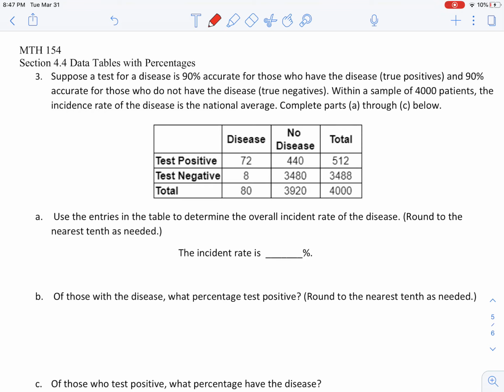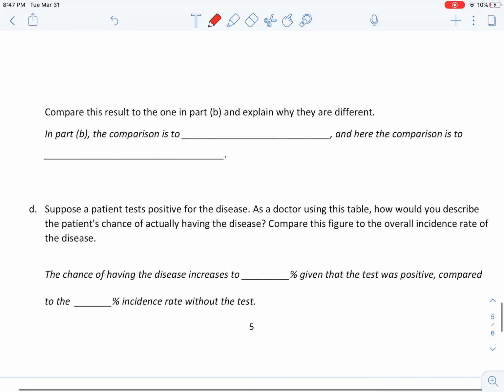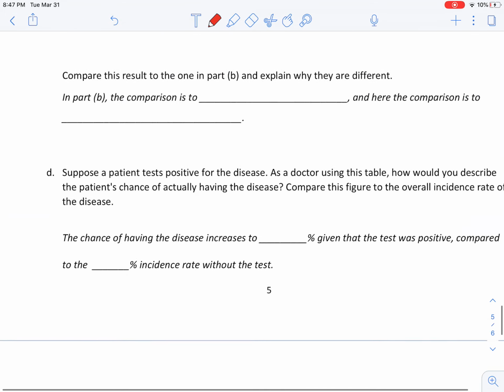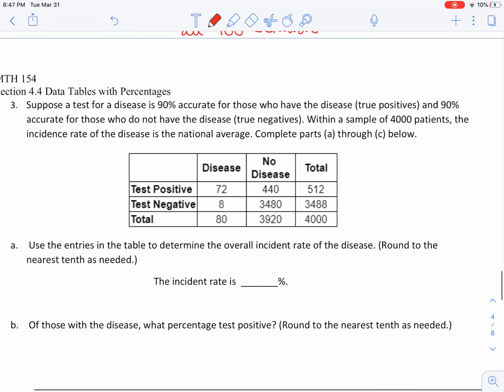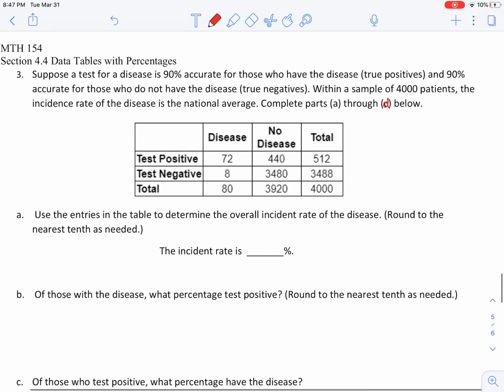Alrighty, let's keep reading. Within a sample of 4,000 patients, the incident rate of the disease is a national average. Okay, complete parts A through C below. And there is D there too. Okay, we'll do D too. A through D below.